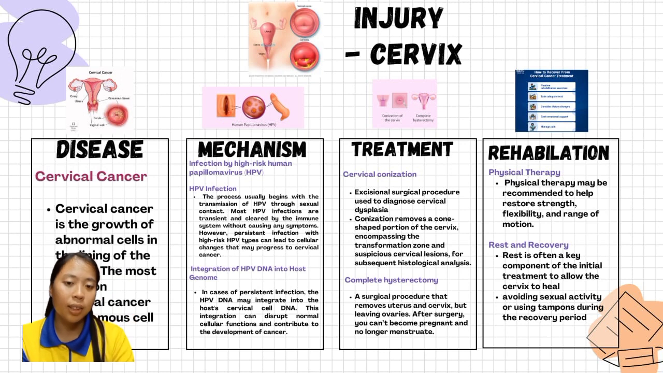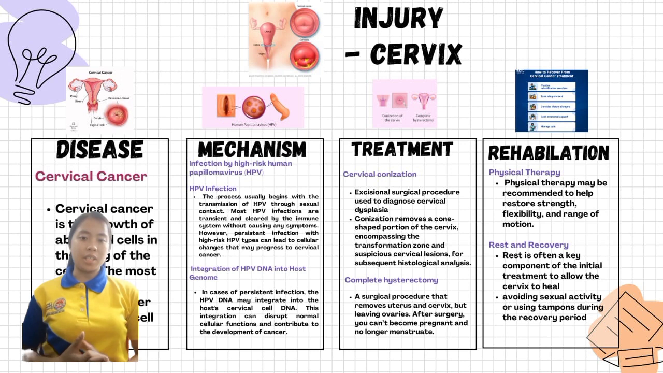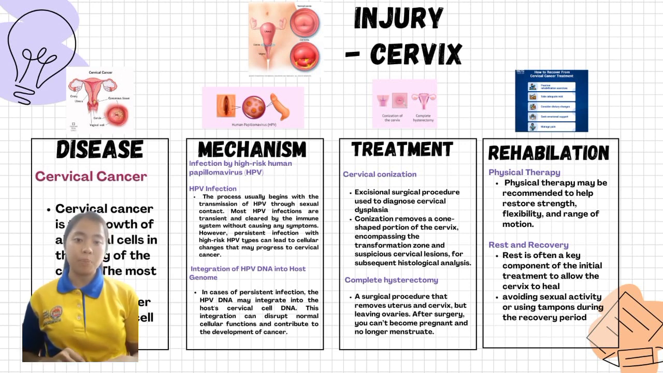There are 2 treatments for this cervical cancer. The first one is cervical conization. For this cervical cancer they have 2 rehabilitations. Number 1, physical therapy. Physical therapy may be recommended to help restore strength, flexibility, and range of motion. The second one is rest and recovery. Rest is often a key component of the initial treatment to allow the cervix to heal. The recovery process involves avoiding sexual activity or using tampons during the recovery period.